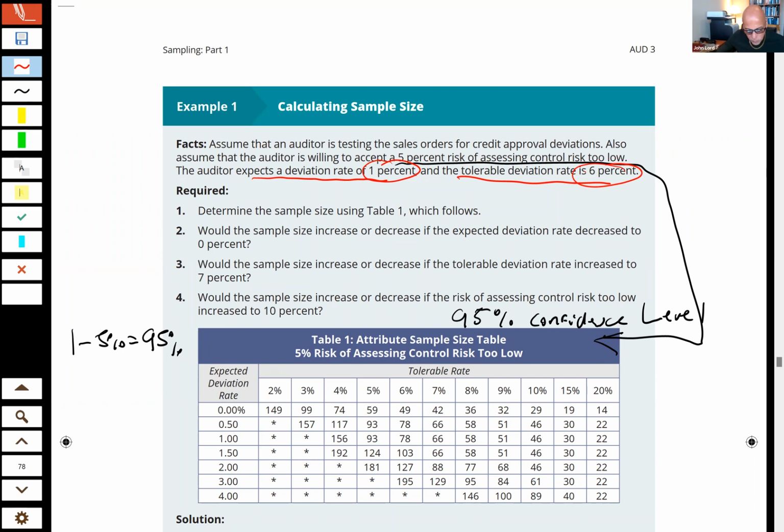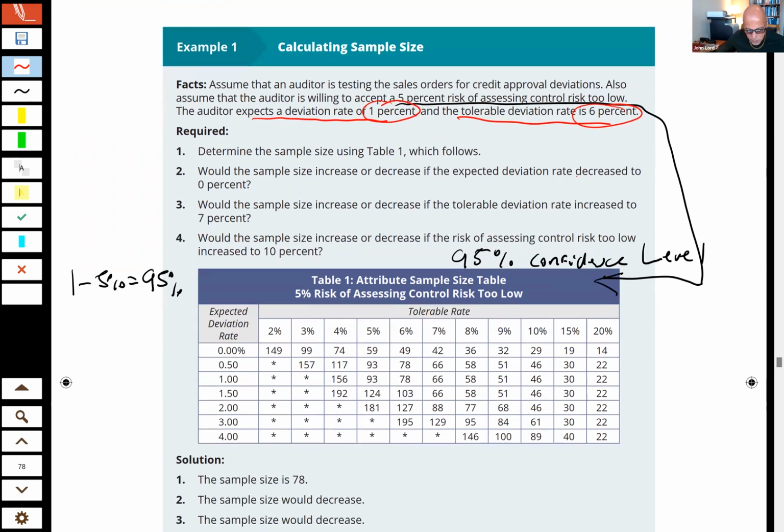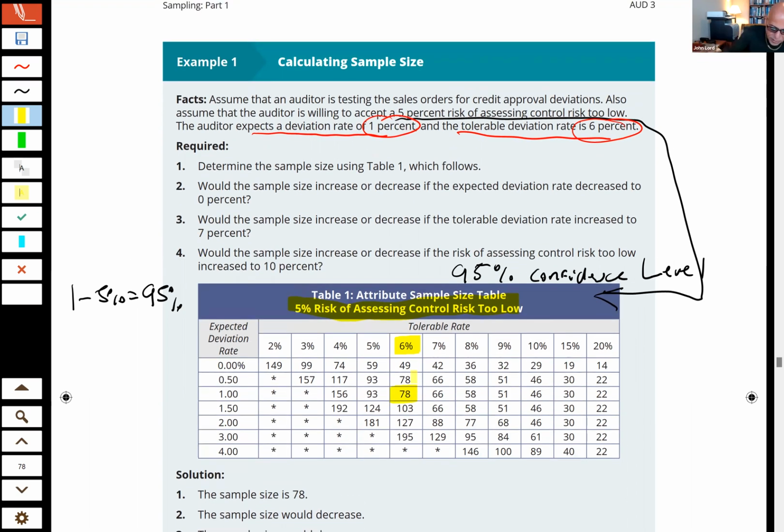Okay. So I come over and find the intersection. And guys, I don't recommend you mark up your table in your book as I'm going through it, because it'll allow you to practice with this example later if it's not marked up. But if you have a 5% risk, then we're on the right table. 6% tolerable deviation rate, and they said what? 1% expected deviation. So when I find the intersection to answer the question down here, my sample size is going to be what? 78.